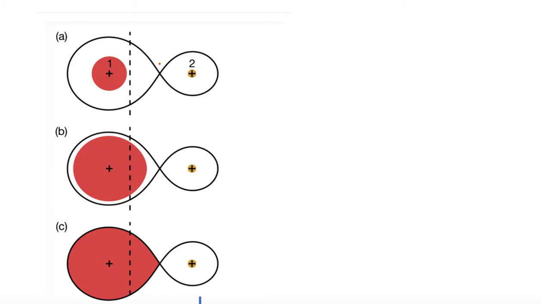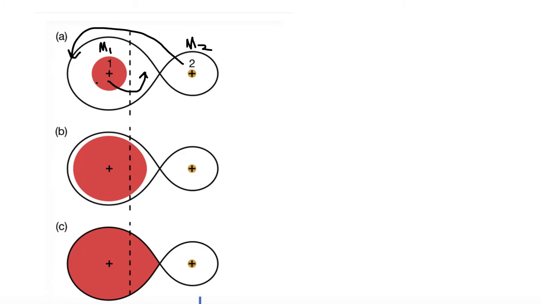We start out with a detached binary, where the more massive star is on the left, and the less massive star is on the right. So I will label them M sub 1 and M sub 2. The dashed line is the center of mass, so the system is going to orbit around the center of mass.